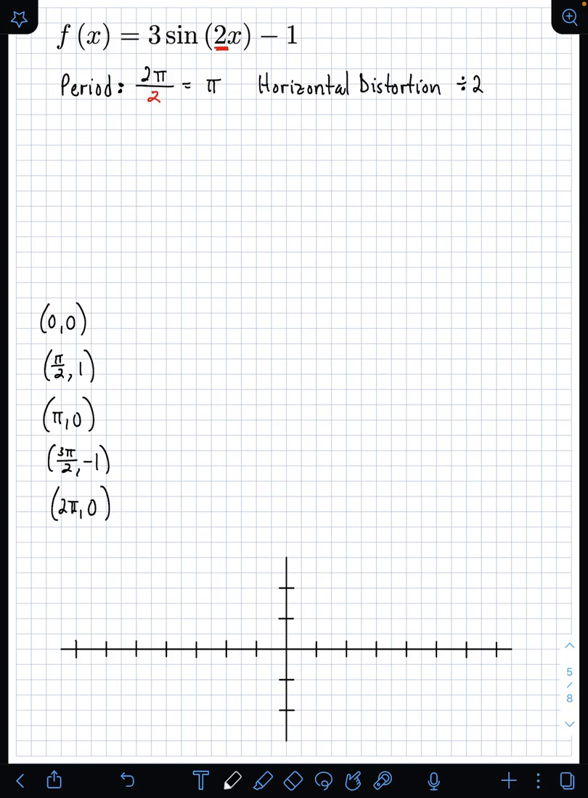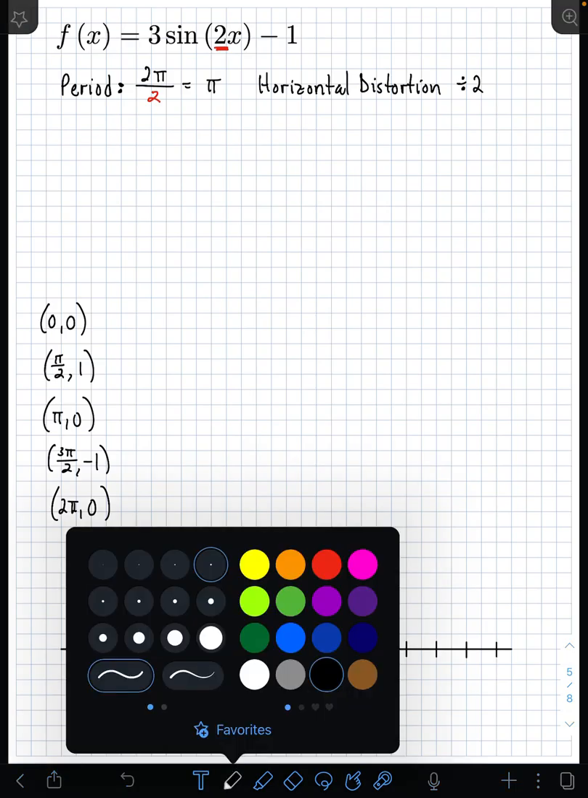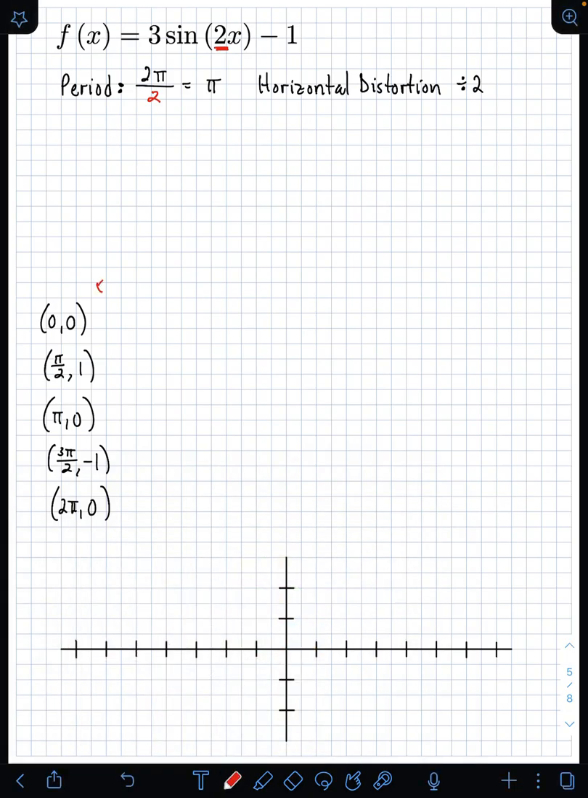Now, back in the earlier part of the semester, when we talked about transformations, what we would have to do is actually take every one of these points and take the x value and divide it by 2 and get a new ordered pair. 0 divided by 2 is 0. The y-coordinate is unaffected. Pi over 2 divided by 2 is pi over 4. The y value is unaffected. Pi divided by 2 is, well, pi over 2.